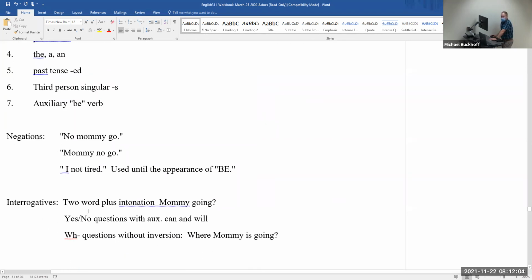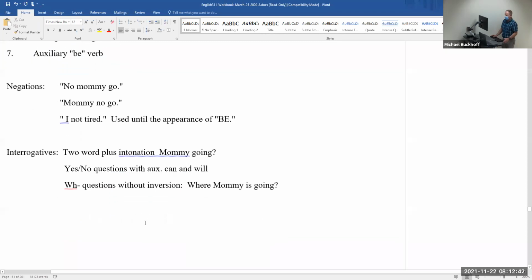Interrogatives, two words plus intonation. Instead of using the auxiliary verb, saying is mommy going, they just say mommy going, mommy going. So they'll put the tone up a little bit to make it a question. Yes, no questions with auxiliary can and will. You have WH questions without inversion, where mommy is going, instead of where is mommy going. So they might not know how to do the subject verb inversion with either yes, no questions or WH questions initially. That would be something that you would notice when children are using the language.